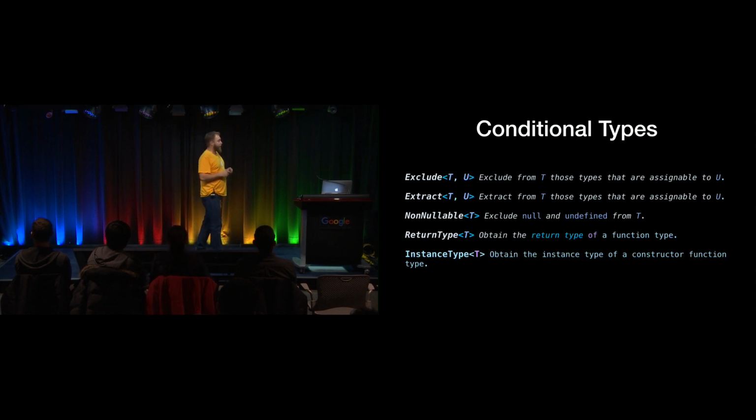OK, and there are a number of other conditional types that are already built in from, I think, TypeScript version 2.8. So this has already been there for a while. Exclude, extract. Again, this is non-nullable. Return type of the function. You can just extract the return type. Instance type. So those are all great.